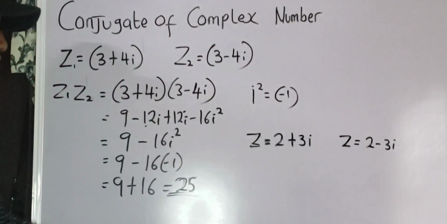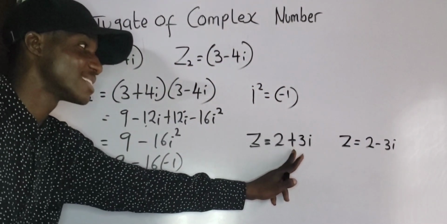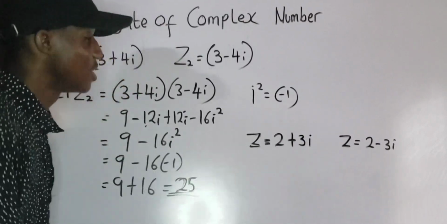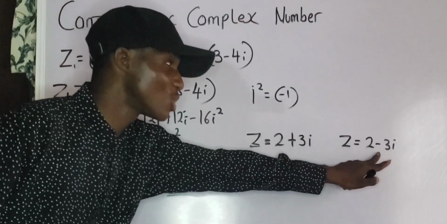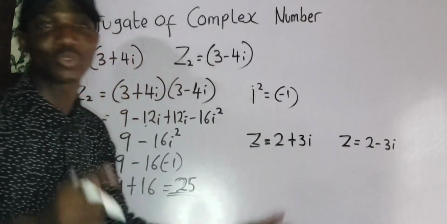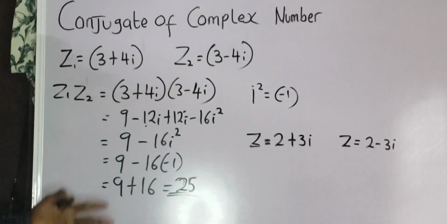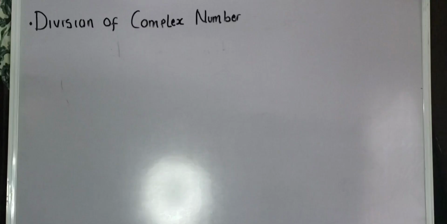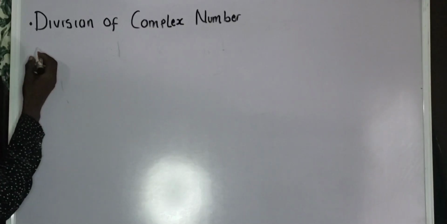Are you getting it? You just have to change the sign in the middle to get the conjugate. By the time you multiply the conjugate of this by this, you are going to get a real number. So that's another thing that I want you to know about the conjugate of complex numbers. Let us proceed to division of complex numbers. Okay, let's have a typical example.